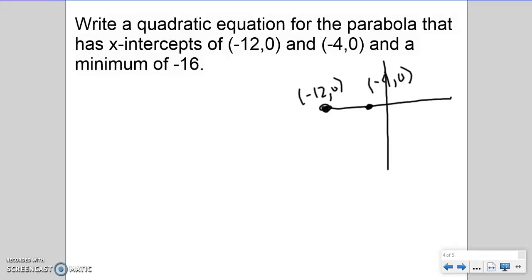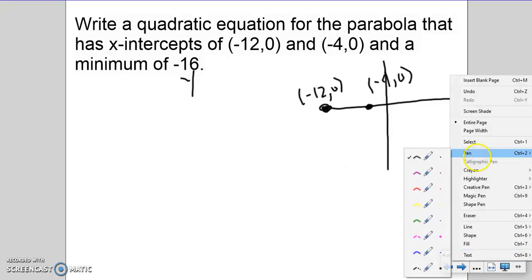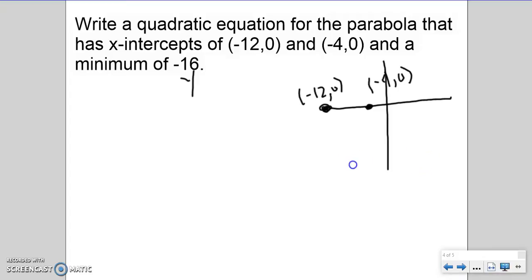That tells me about my vertex. This is the y coordinate of our vertex. Oops, I didn't mean to do that. So what I need to figure out now is the x value of my vertex. So down here, I'm going to have a y value of negative 16. And my job is to figure out what the x value is going to be. There's a couple ways that you can do this.